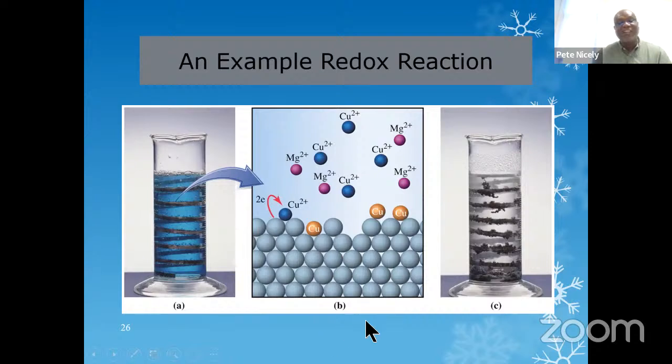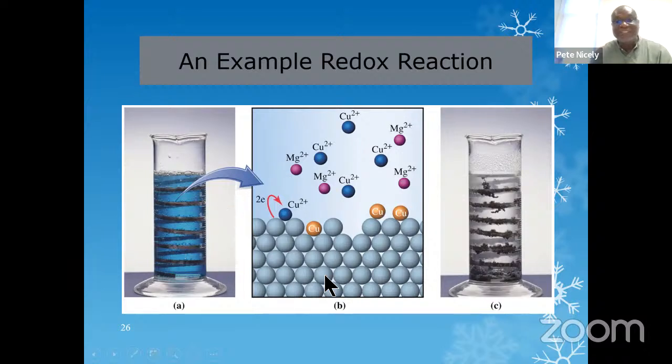So this picture is showing you a cylinder which contains a solution. And that solution is copper 2 sulfate, all right? And this coil that you see inserted into that solution is magnesium, all right? And if you set this up, put the magnesium in the solution of copper 2 sulfate, and you let it sit for a while, eventually you're going to observe two things.